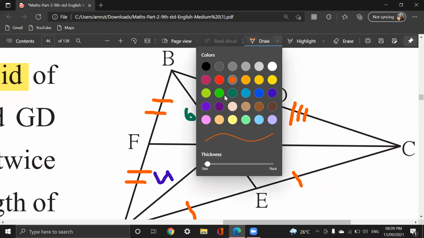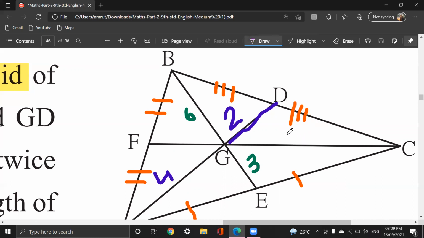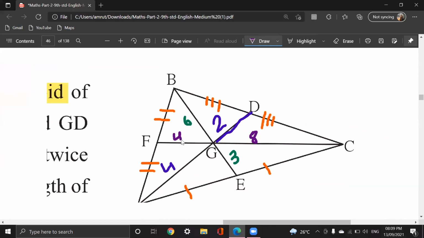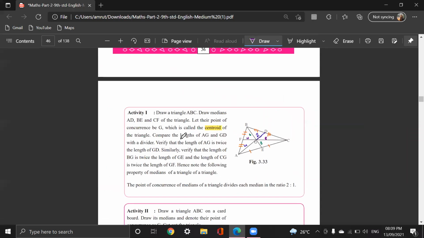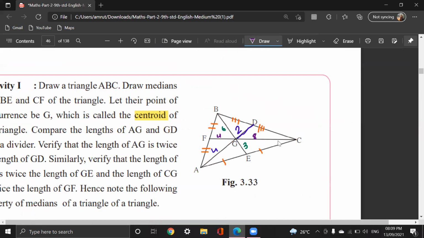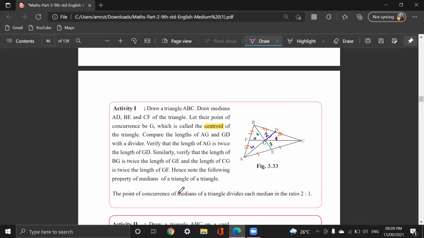Yeah, I'll take a different color. I'll take purple. Chalo. So if CG is 8, then GF is 4. If you find out this relation, you will see the ratio in which the point of concurrence of the medians of a triangle divides them.